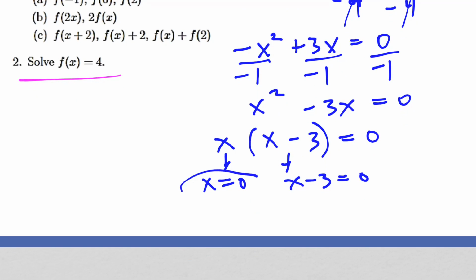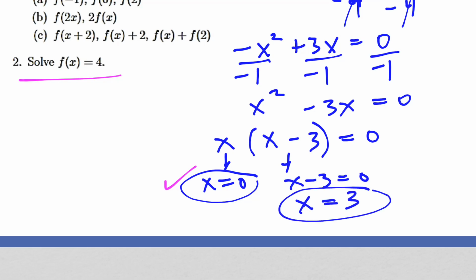Alright, so if x is 0, then we've got 0 times negative 3, that's equal to 0. So this is one of your solutions, it makes a true statement. Then on the other one, x would have to be equal to 3. So when x is 3, 3 times 3 minus 3, this part here is 0. 3 times 0 is 0. So this makes a true statement.